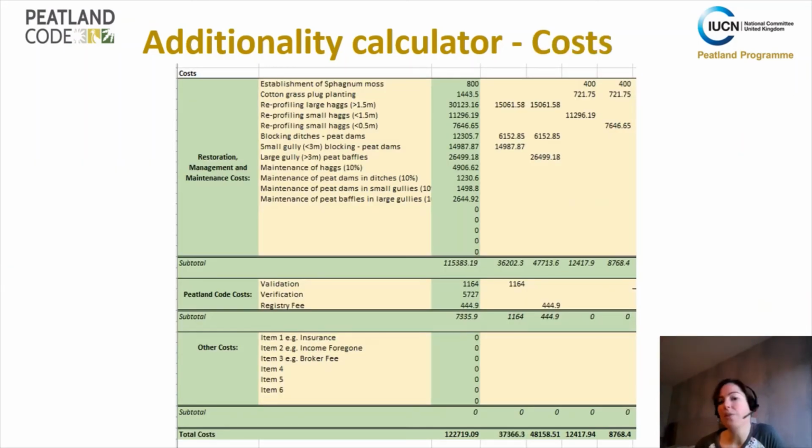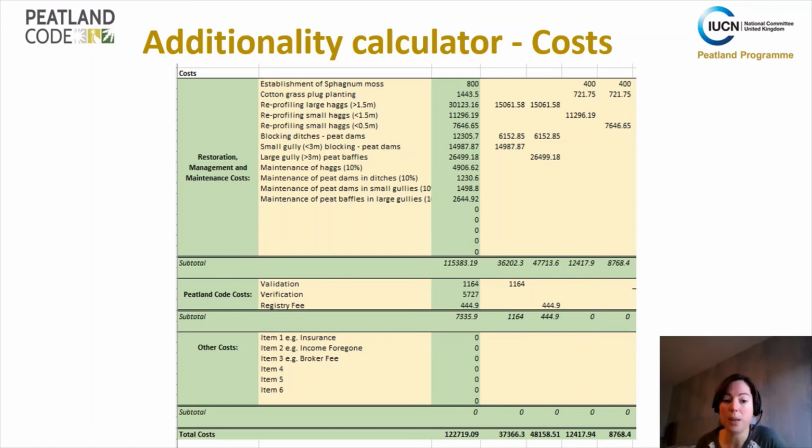If you scroll down on your additionality calculator, that's where you fill in all your restoration, management and maintenance costs. You can see here this project filled in all the costs for sphagnum moss, cotton grass planting, reprofiling of the haggs and gullies, and maintenance of the dams. You can fill that in for the whole project duration, for every year. So if you're planning on doing maintenance at year 20, you fill that in at year 20. And then you get a subtotal of your project cost.